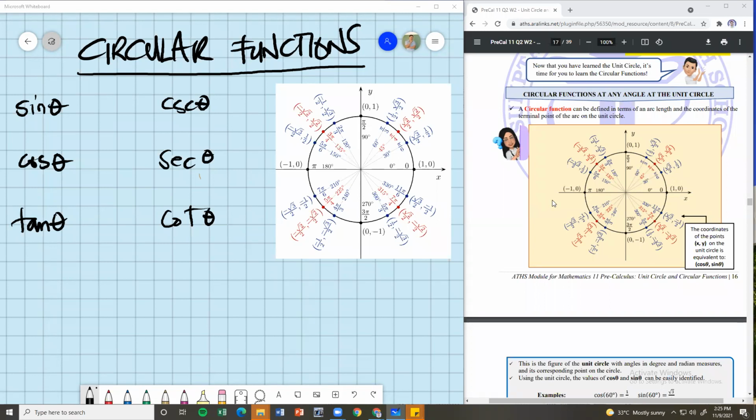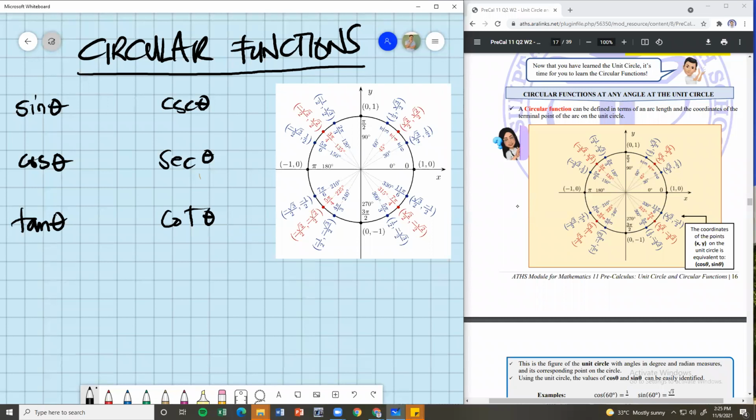Okay, let's start. When we say circular function, this can be defined in terms of the arc length and the coordinates of the terminal points of the arc on the unit circle. So, this time, from the initial side going in different directions, we will identify the angle and the measurement of the arc as well. Okay, so let's now start the ball rolling.